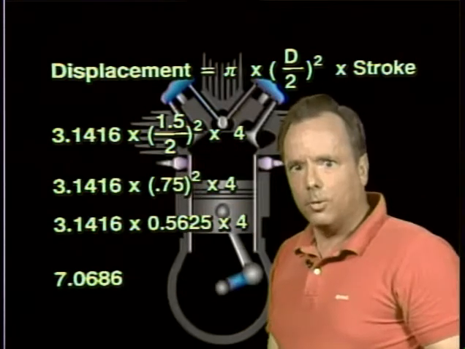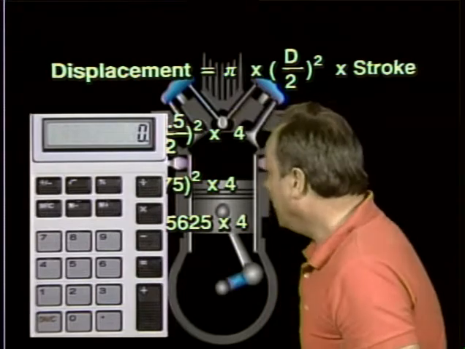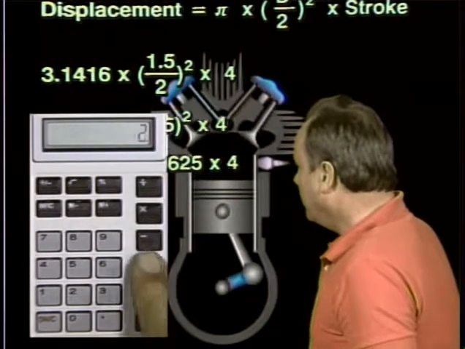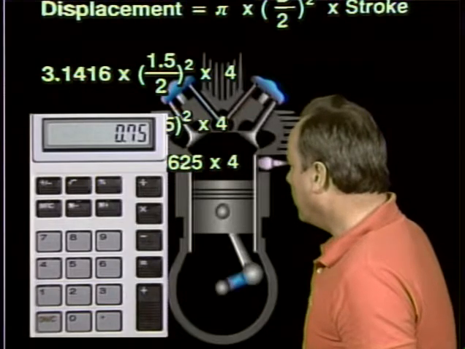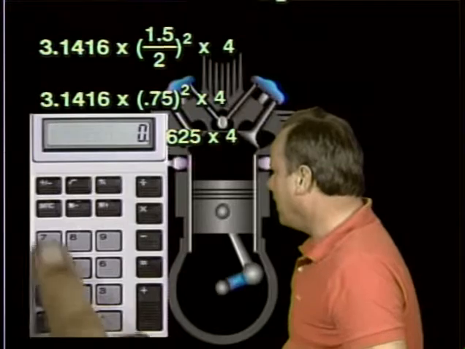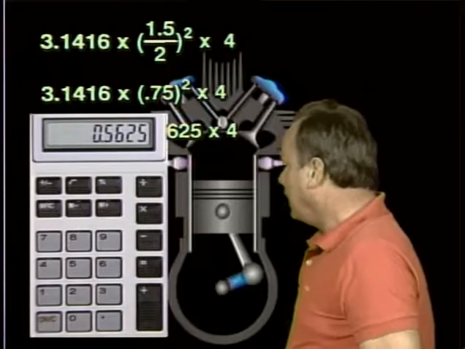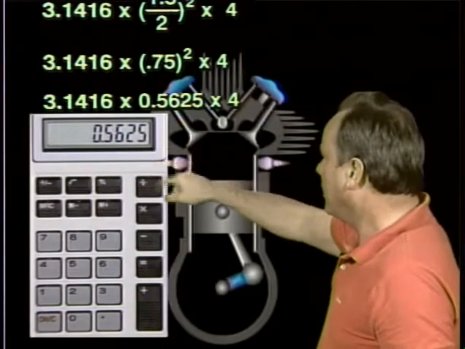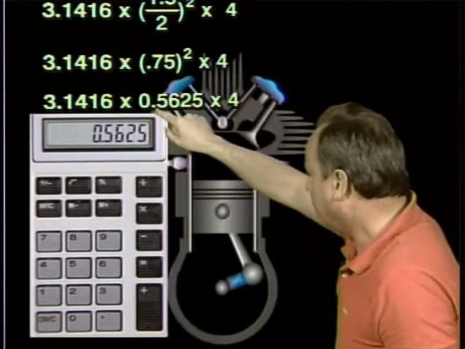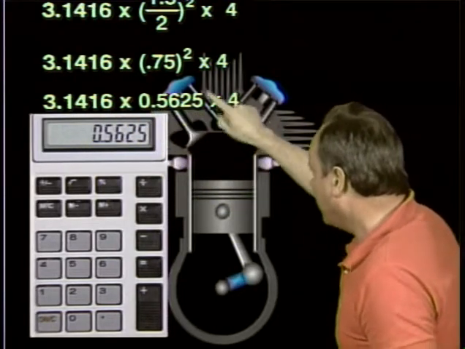Let's do that with a calculator real quick just to make sure you know what we're doing. We'll take the 1.5 divided by 2, and you get 0.75. Now, we're going to square that later on, so let's go ahead and multiply that times itself, 0.75 times 0.75, and we'll see what that is squared, and we get 0.5625. So now we have 3.1416 times 0.5625 times 4.